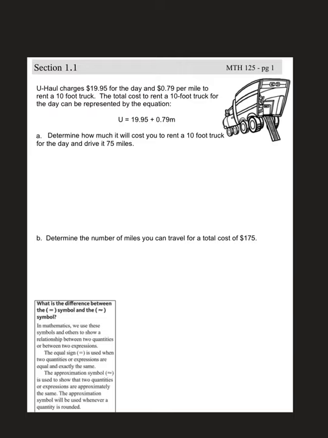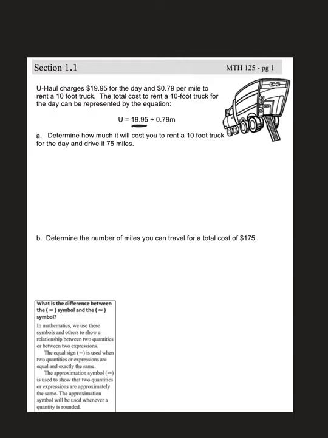So reading through this, U-Haul is charging $19.95 for the day and 79 cents a mile to run a 10-foot truck. And the total cost to run a 10-foot truck for the day, just the day, can be represented by this equation. U equals, no matter what, you're going to spend $19.95 and then 79 cents a mile. Determine how much it will cost you to rent a 10-foot truck for the day and drive it 75 miles.